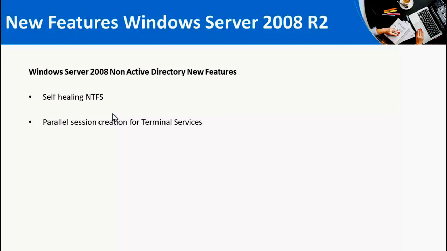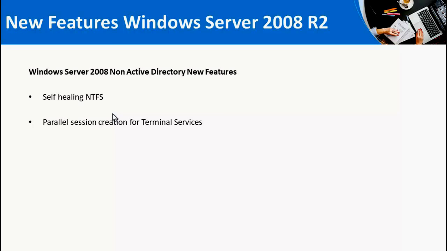Next is parallel sessions creation for terminal services. If you use terminal services, you may have separate delays for creating new sessions on busy servers, because terminal services can only create one session at a time. If a session was in the process of being created, the next session had to wait. Windows Server 2008 can now start 4 sessions at once in parallel, reducing the time users had to wait to access busy servers.